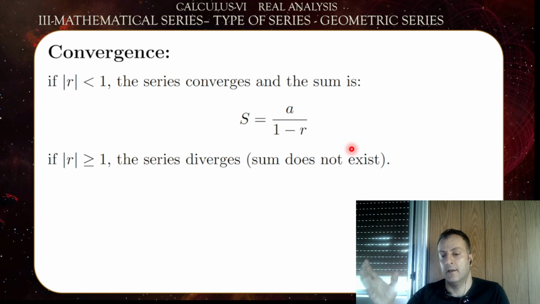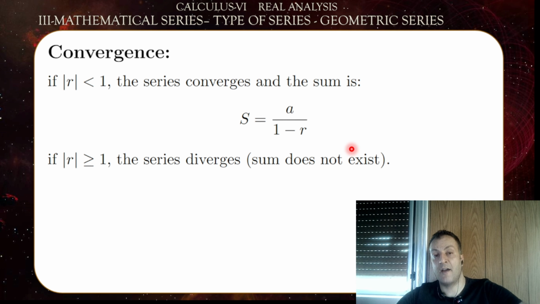So let's say the series is sigma n equals 1 to infinity of 3 multiplied by 1 divided by 4 to the power of n.